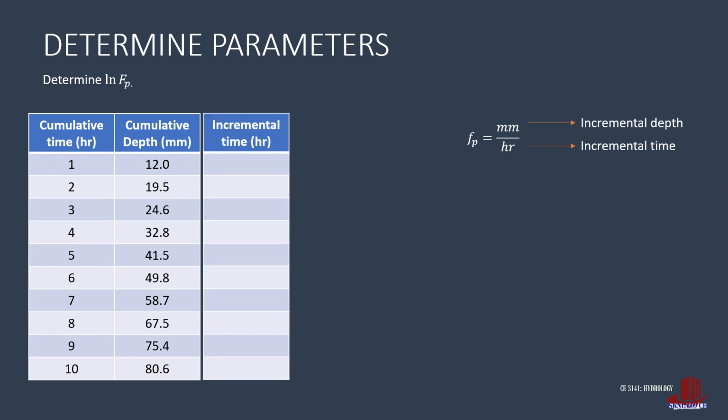This means that from the provided values, we convert cumulative time into incremental time, where the first is 1 minus 0, giving 1. The next is 2 minus 1, which is 1. And since the cumulative time is placed in chronological order, with regular interval, we can write the incremental time as 1 from the start until the end. This then completes the denominator for f sub p.